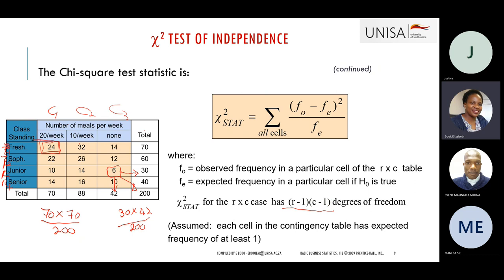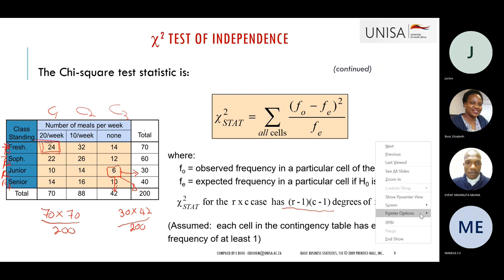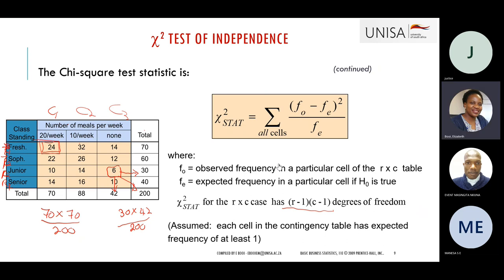Someone's microphone is not muted. Anissa, your mic is not muted. Can you please make sure that you are muted?